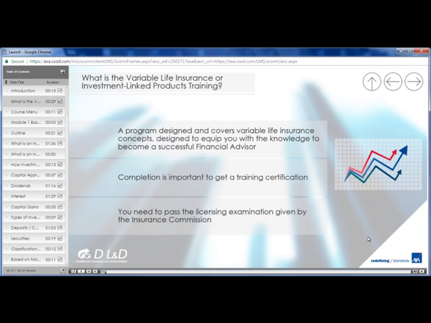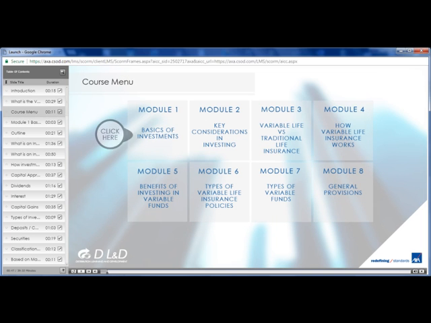These navigation buttons appear throughout this course. Use them to proceed, go to previous, or go back to start. Course menu. Click on Module 1 to get started.